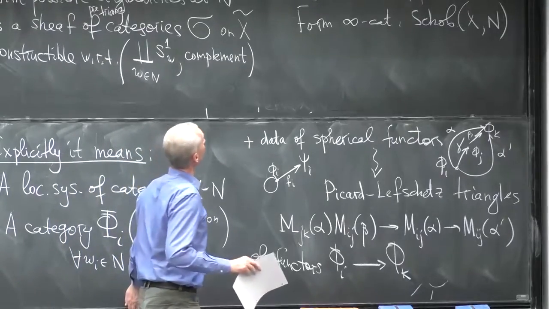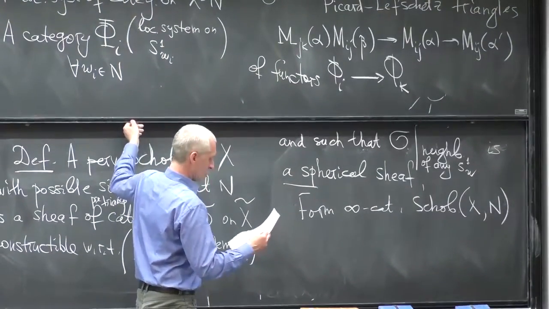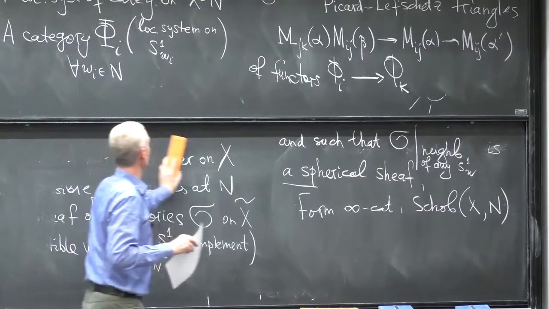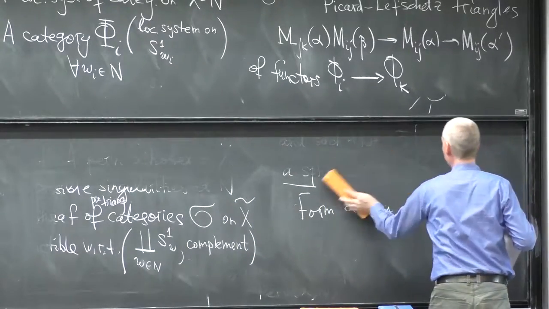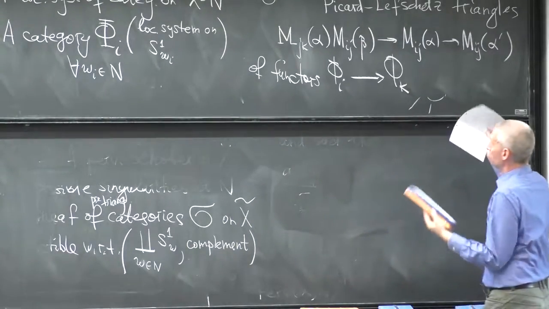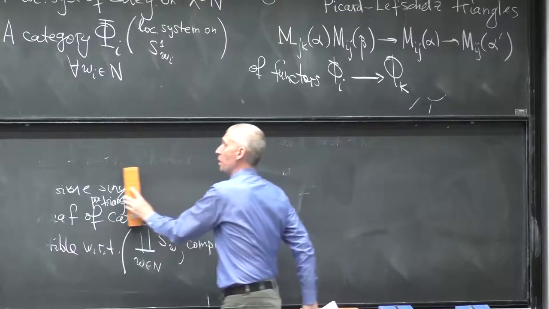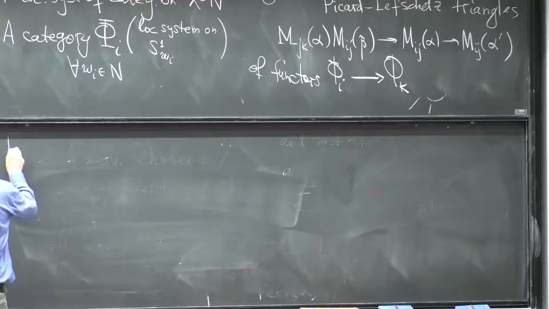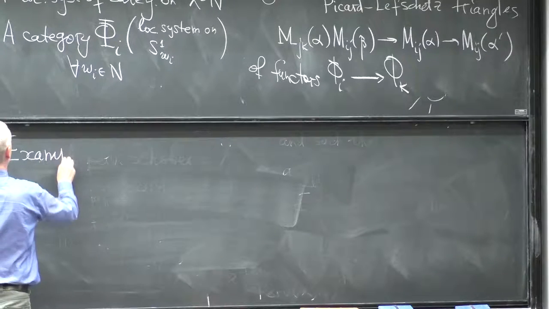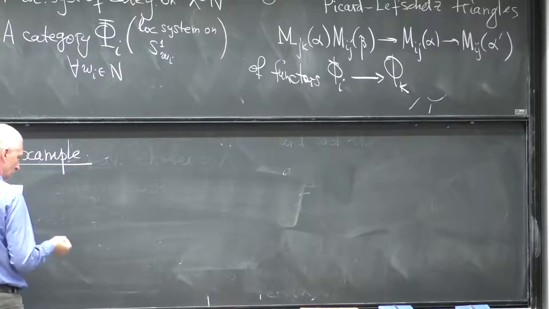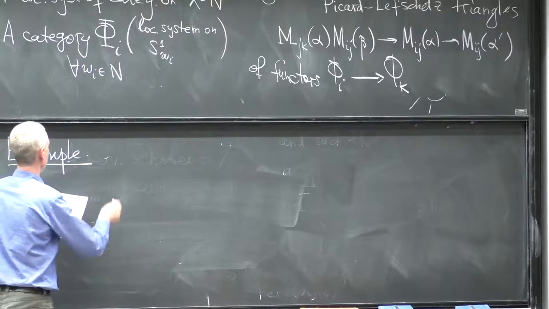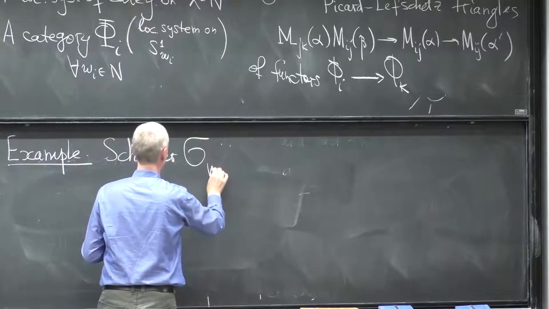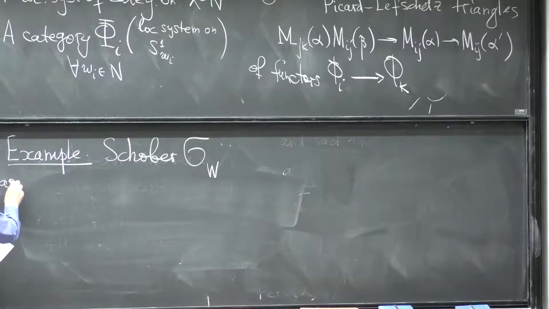So, in particular, an example of this would be the Schober associated to a Lefschetz fibration. This would be a local version of sort of this. This will be the construction, a truly geometric version that underlies the Fukaya-Seidel category. Example: call it the Schober of SW associated to a Lefschetz fibration.